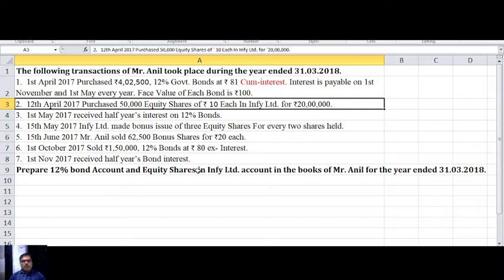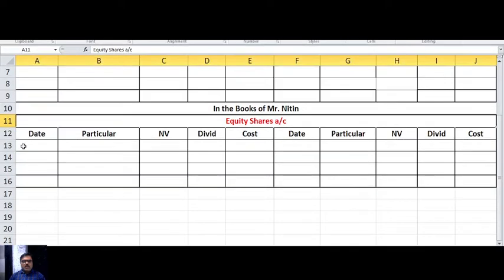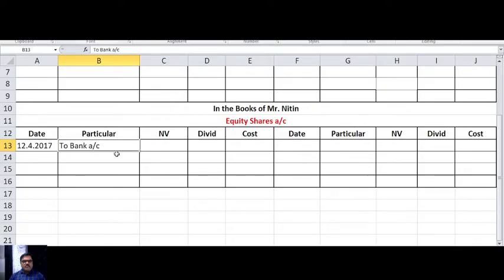on 12th April 2017. What happened on 12th April 2017? Anil purchased 50,000 equity shares of rupees 10 each in Info Limited for 20 lakh. Very simple. Now we have to come to the equity. The transaction over here on 12th April is nothing but the purchase transaction. So purchase transaction means to bank.